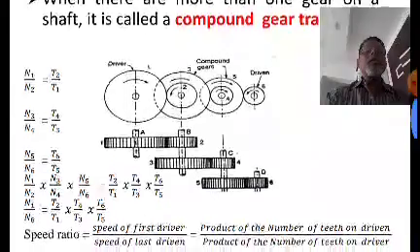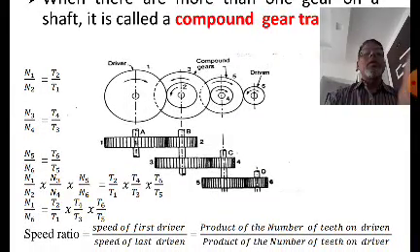Now I'll find out the speed ratio for this. N1 by N2 is equal to T2 by T1, as gear number 1 meshes with gear 2. Then gear number 3 meshes with gear 4, so N3 by N4 is equal to T4 by T3. Gear number 5 meshes with 6.